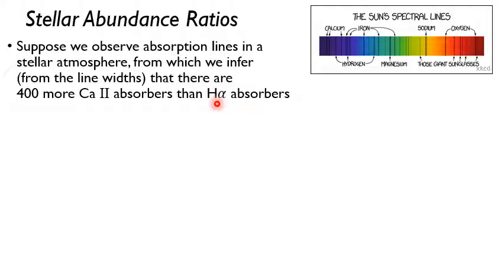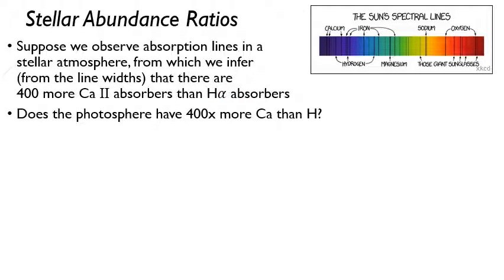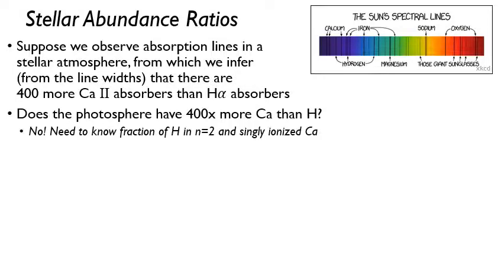You can also, from the width of a line, figure out how many hydrogen absorbers do I have. And it's always going to be relative. It's not going to be an absolute number. So for instance, from line widths, you can measure that you have 400 more absorbers of singly ionized calcium compared to absorbers that are in the Balmer state. So the question is, does the photosphere then have 400 times more calcium than it does hydrogen? And of course not. That wouldn't make any sense.